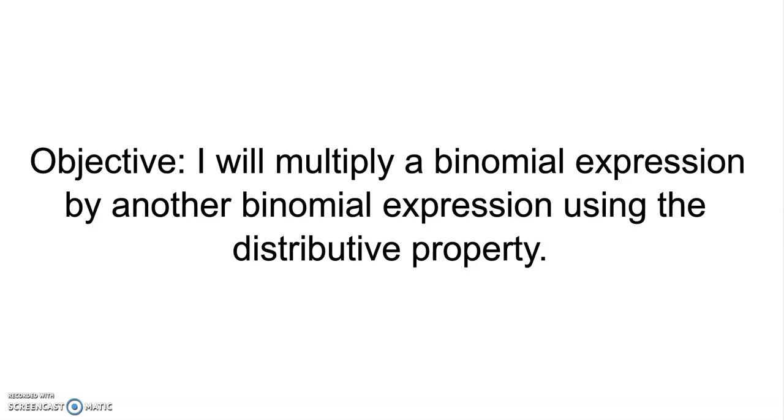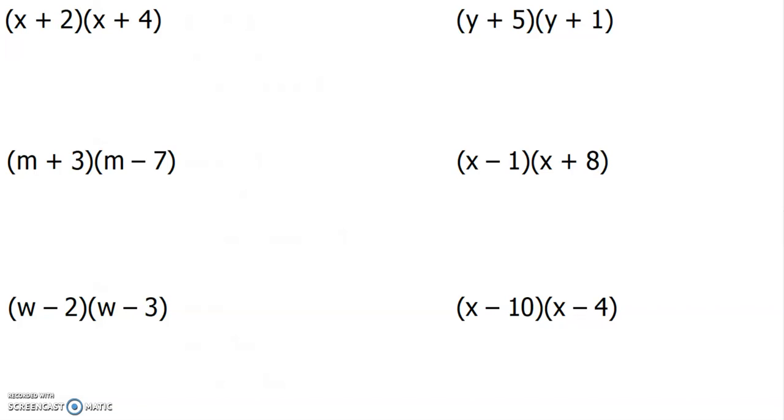In this video, we will multiply a binomial expression by another binomial using the distributive property. So let's take a look at what that looks like. Remember, a binomial is an expression with two terms. So x plus 2 is a binomial, and x plus 4 is a binomial. They're both in parentheses here, and we don't see the operation between them. It's implied that they're multiplying. So we're multiplying two binomials together.